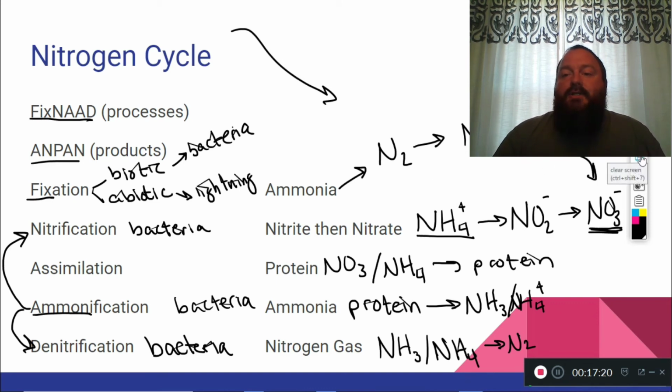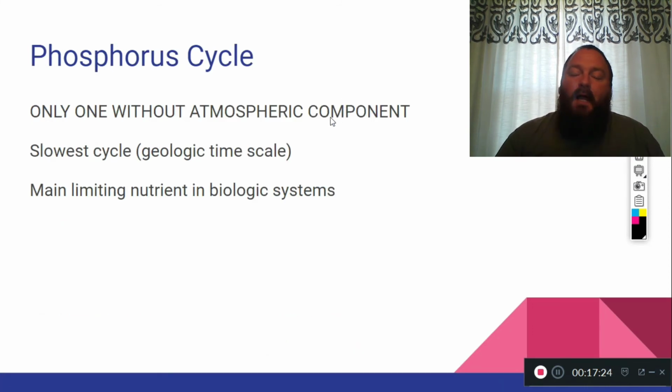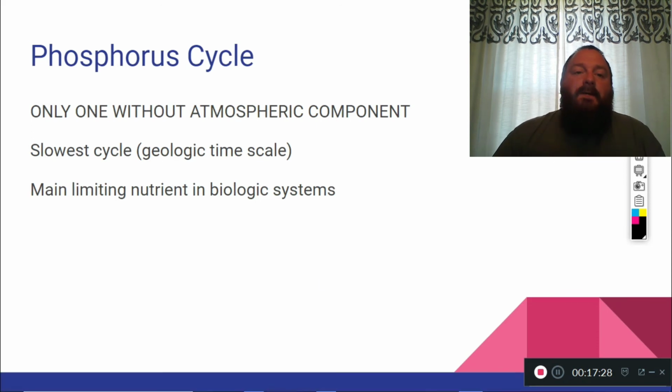All right, that's the nitrogen cycle. The last two are not as important, but they still have a couple key features. With the phosphorus cycle, I don't remember them ever asking questions about the phosphorus cycle with the exception of three things. First one is that it has no atmospheric component, meaning it all takes place in the ground.